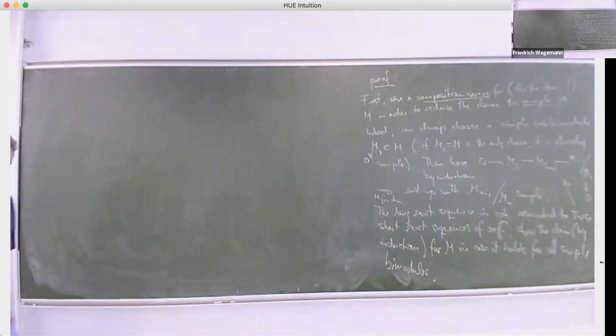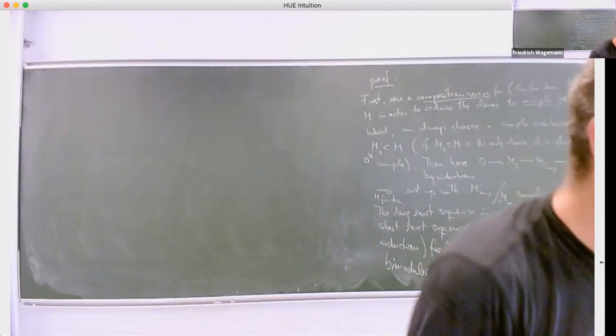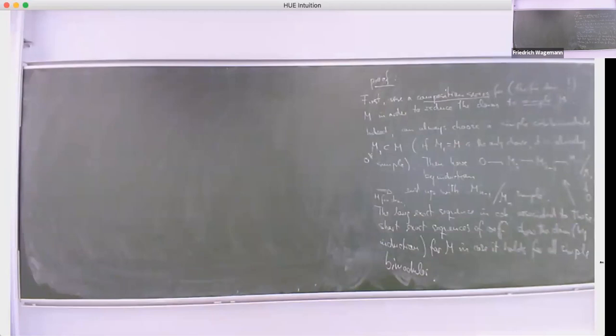So maybe I should stop here. This is the first reduction step, and then there come three steps in the proof. The first step is to take the special case for symmetric bimodules. The second step is the special case of anti-symmetric bimodules, and the third step is then to use the standard exact sequence to go to the arbitrary bimodule.